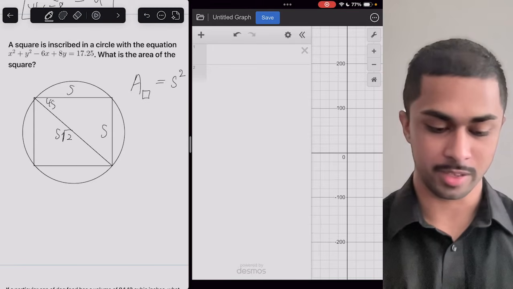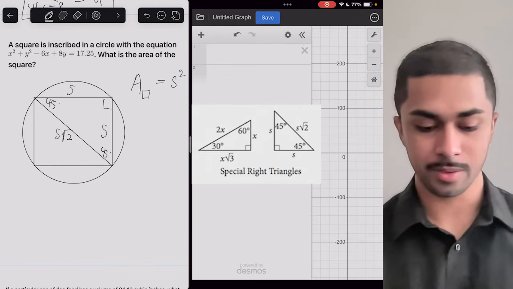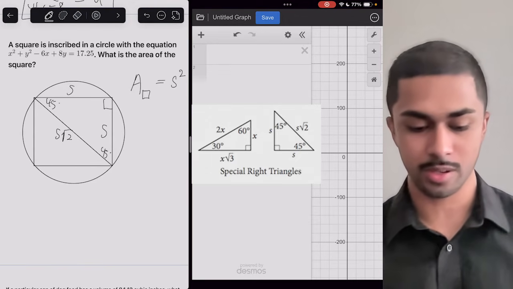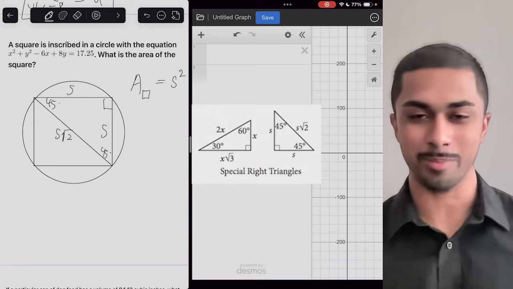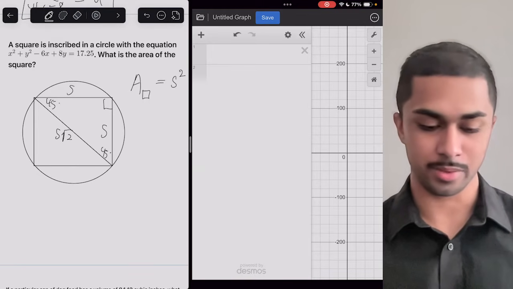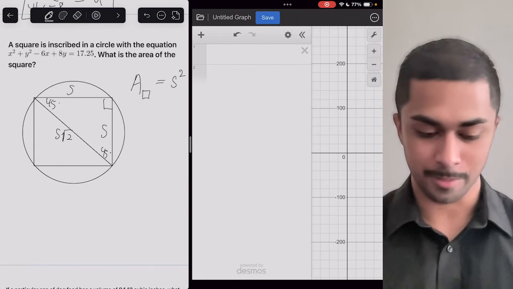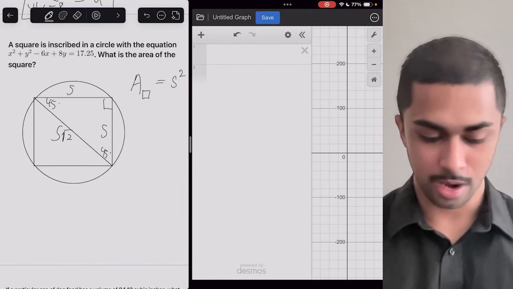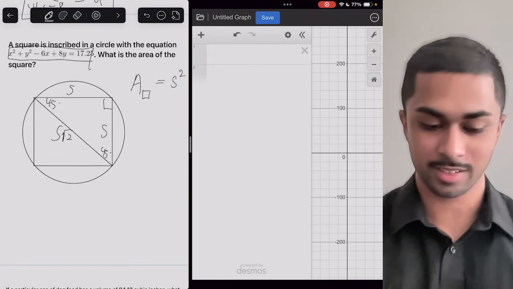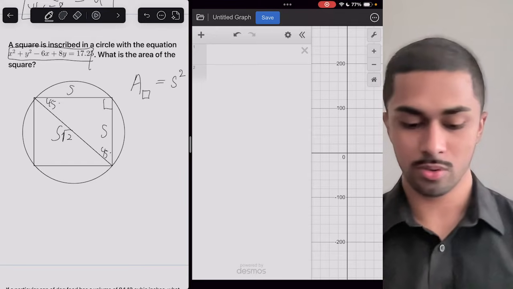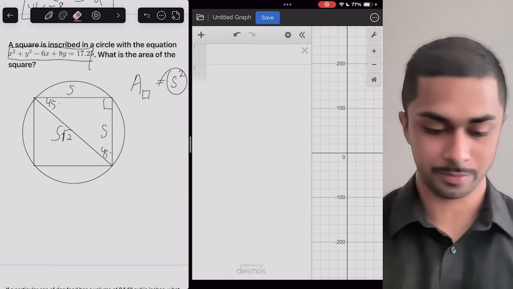Why? Because if you cut a square in half, it turns into a 45, 45, 90 triangle, meaning the hypotenuse is going to be s root 2. These special triangles are on your SAT reference sheet, but you should also just memorize them, right? Because it just saves you time. This entire video is about saving time. So memorize them. Now, the diagonal of the square is also the diameter of the circle. So if we find the diameter of the circle, we will have found s root 2. Finding s squared is pretty easy from there.